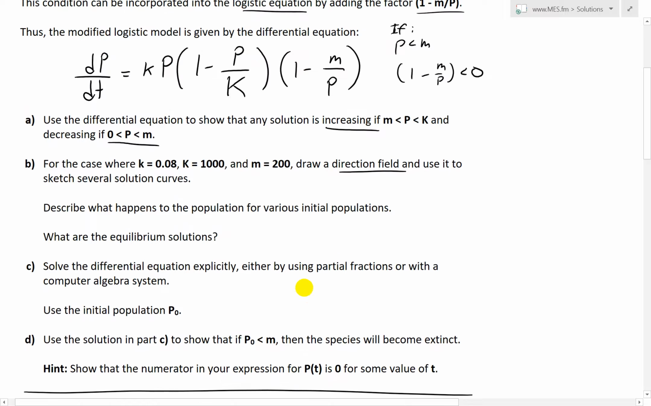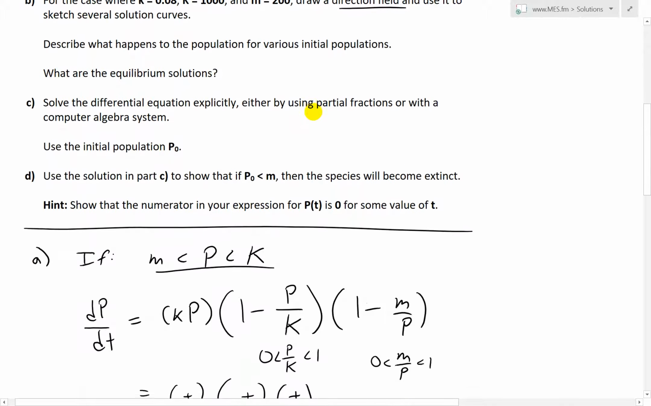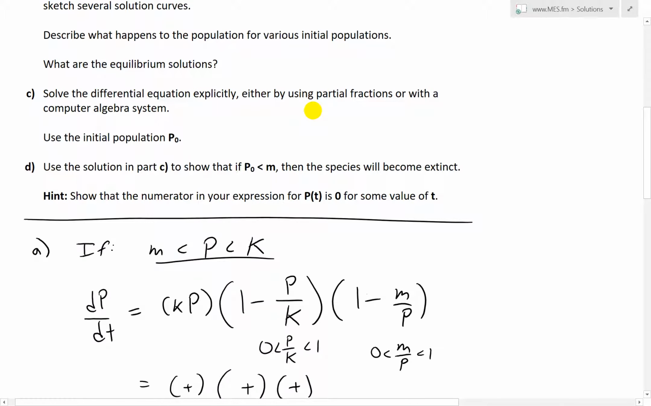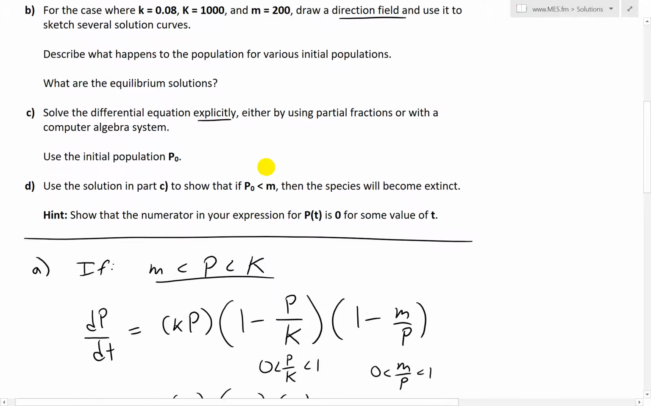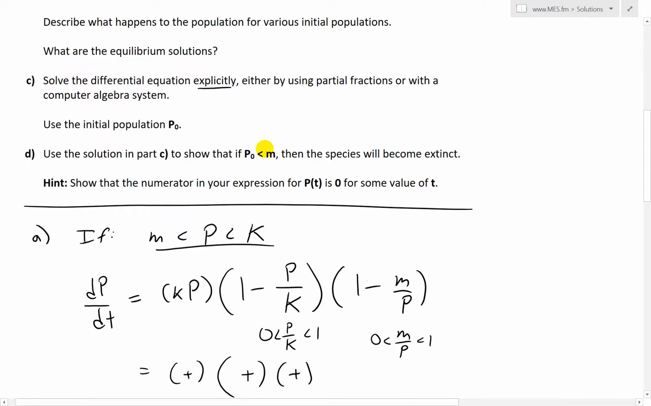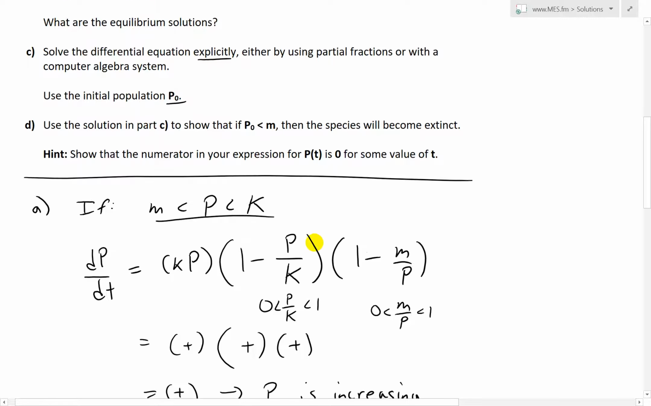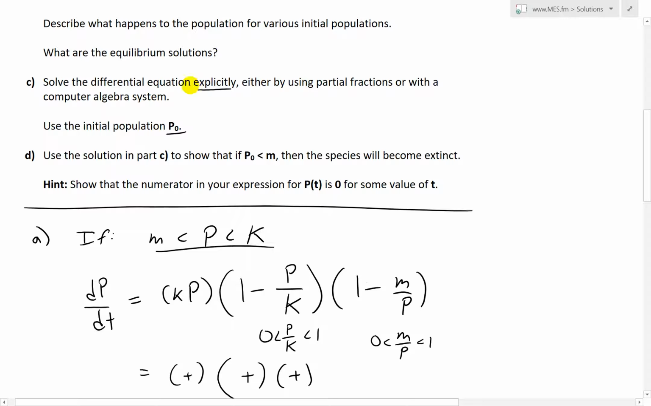Now let's look at part C right here. Part C states: solve the differential equation explicitly, as opposed to just graphing the direction field. Those are just rough estimates. Solve it either by using partial fractions or with a computer algebra system, and use initial population P subscript 0. In this video, I'll go over it explicitly by hand, using partial fractions.